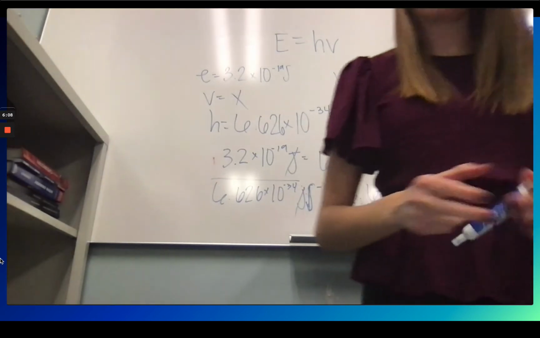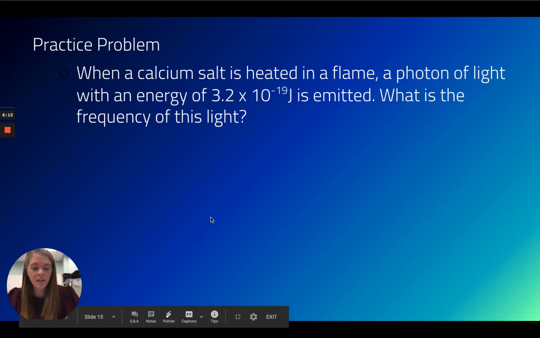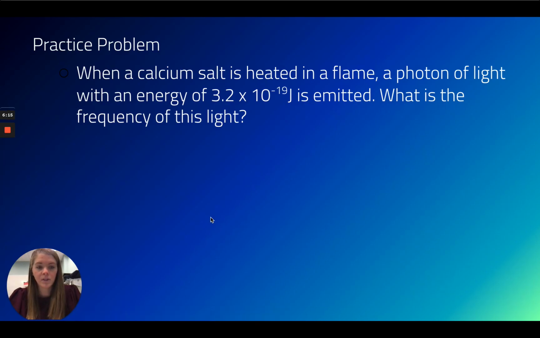So it's a basic plug and chug type of problem once you find out what you're looking for and what you have. If you have questions on solving this type of problem, make sure to reach out. We will be doing a practice worksheet on this first thing next class.